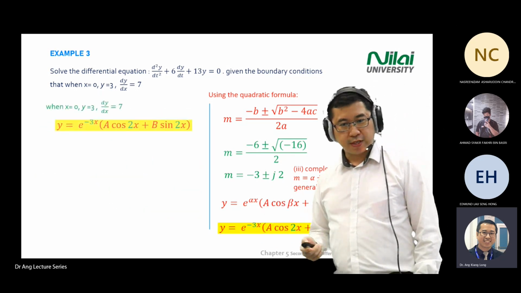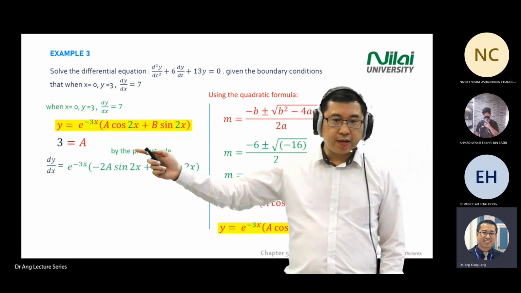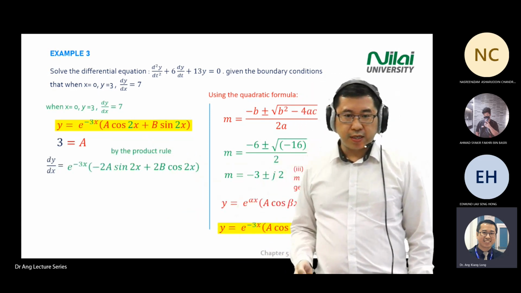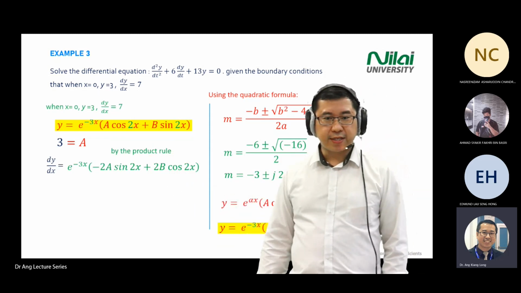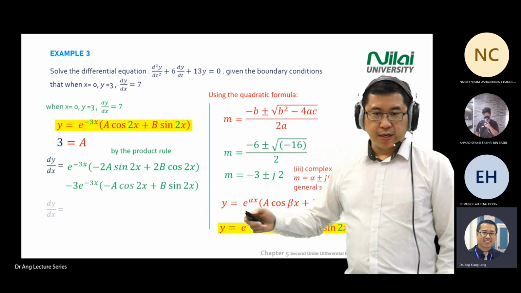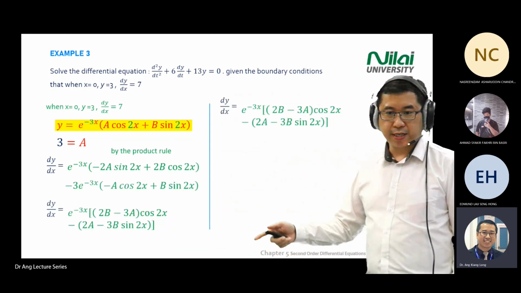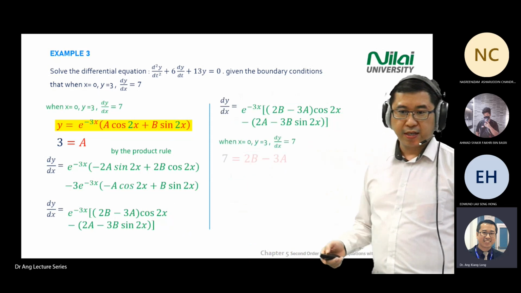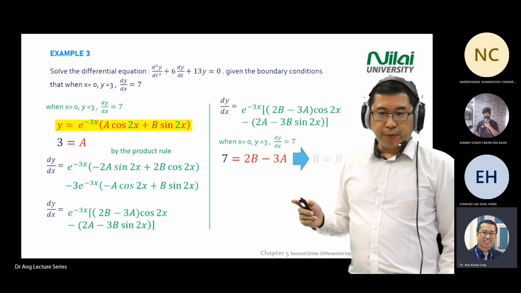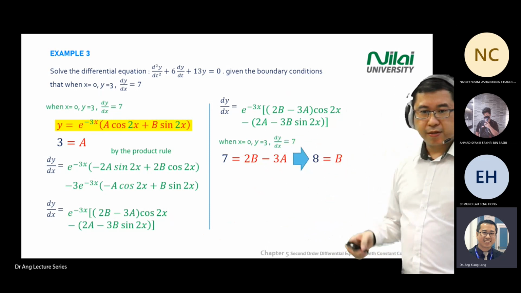So I'm going to skip all the substitution. You will get your A equal 3. You do your dy dx by product rules. I'm not going to repeat what is product rules anymore. So you get your B, there's a long equation, but these are the steps just for you to cross-check. You'll get your B after a long calculation, you get your B equal to 8.